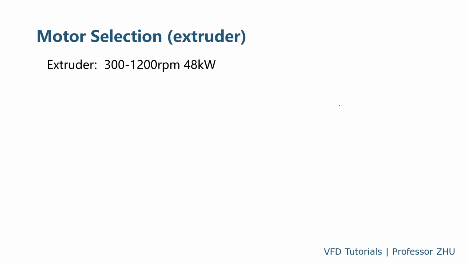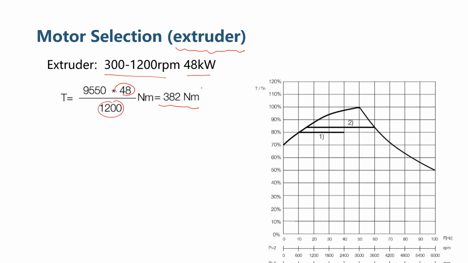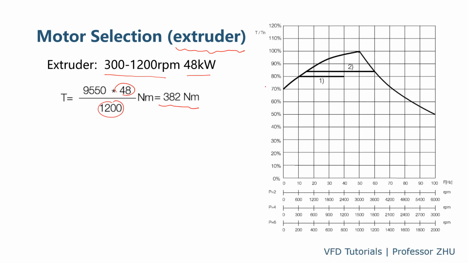Another example, the load extruder. Extruder means constant torque load. And the speed range for the extruder, the power, same, we can get the torque from the power and the rated speed. Here's the torque for the extruder. Same, this is a motor, 50 hertz, constant power, constant torque. Actually, with the rated torque. And the 50 hertz is here.